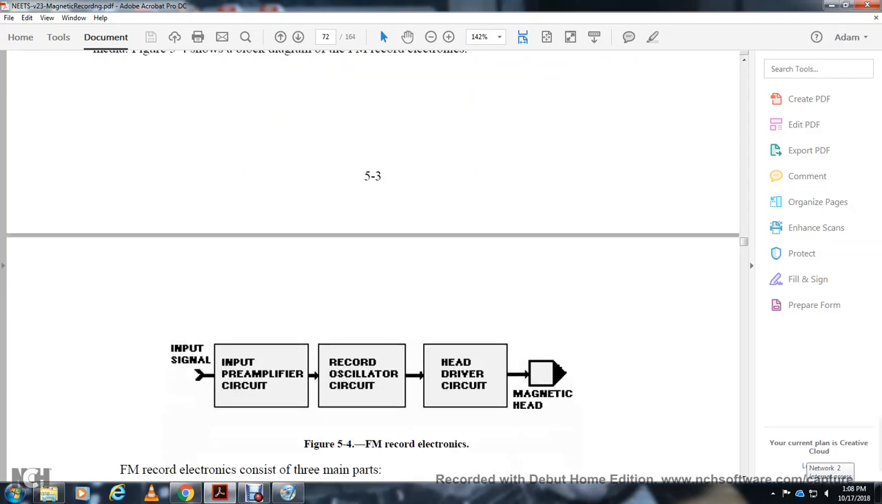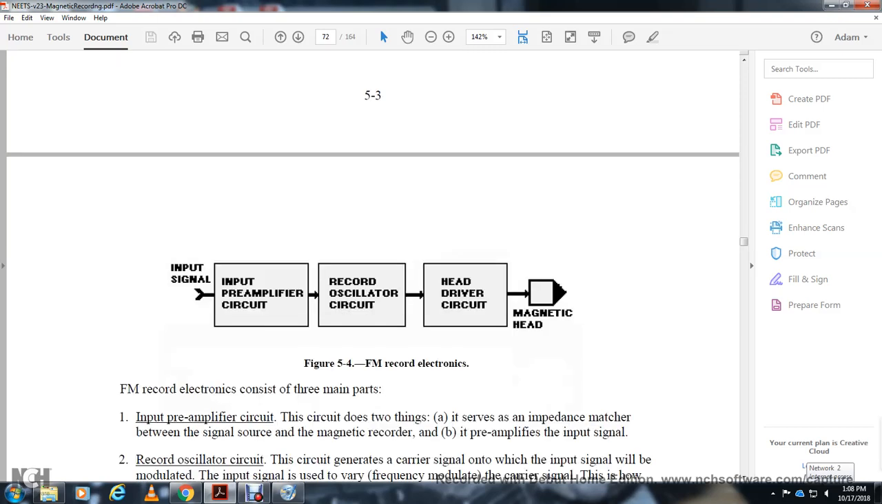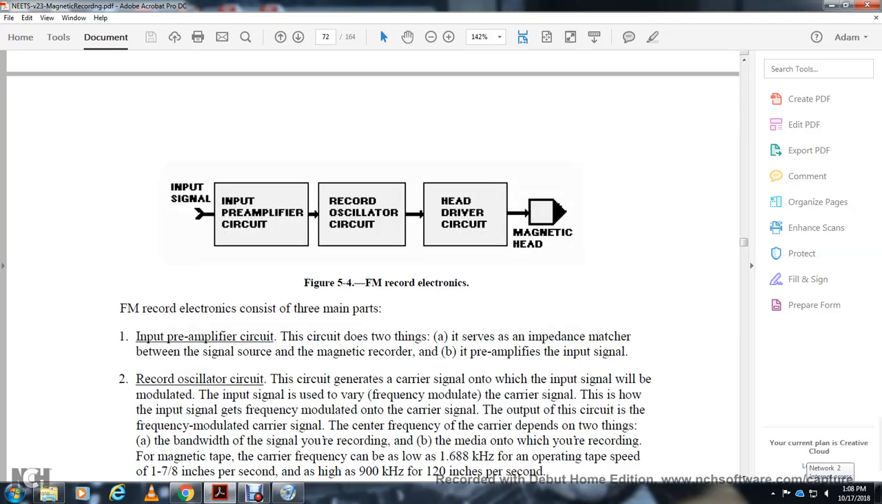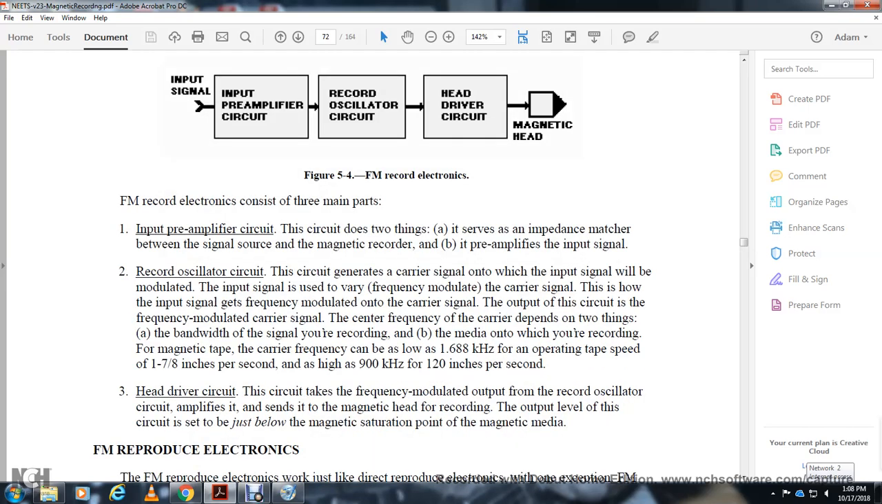Input signal, input preamplifier circuit, record oscillator circuit, head driver circuit, and magnetic head. The frequency modulation record electronics consist of three main parts. The input preamplifier circuit amplifies the input signal. The record oscillator circuit generates the carrier signal on which the input signal will be modulated. The input signal is used to vary the frequency of the carrier signal. This is how the input is frequency modulated onto the carrier.